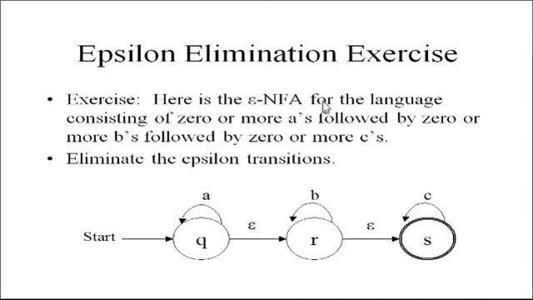Here is the epsilon-NFA for the language consisting of 0 or more A followed by 0 or more B followed by 0 or more C, eliminating the epsilon conditions. So what we see, there can be an empty string. The string may be of any length, either 4, 5, 6, or it may be empty. So it is a collection of words arranged in some well-defined manner.